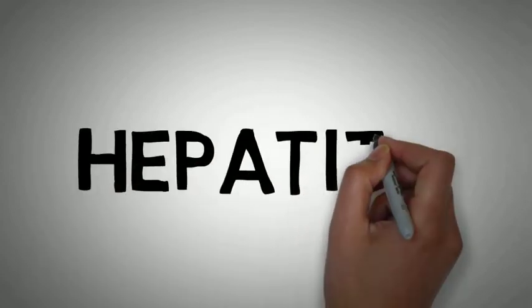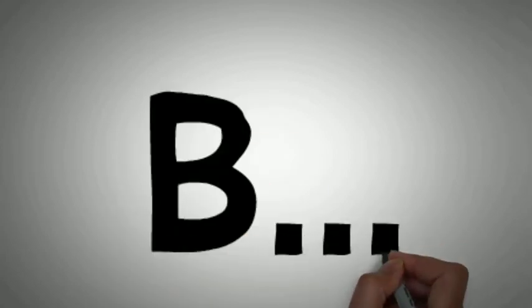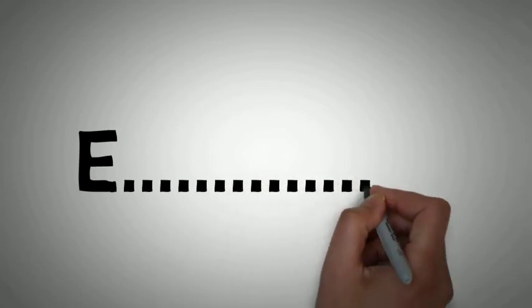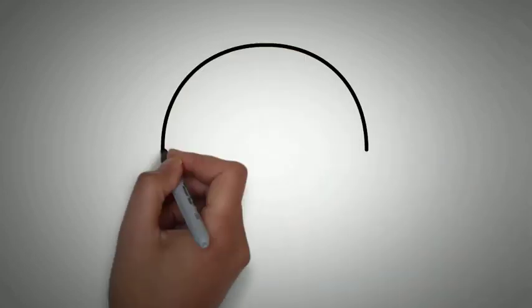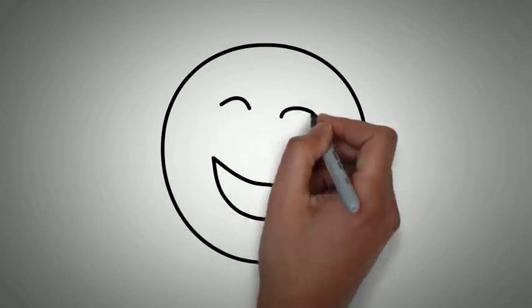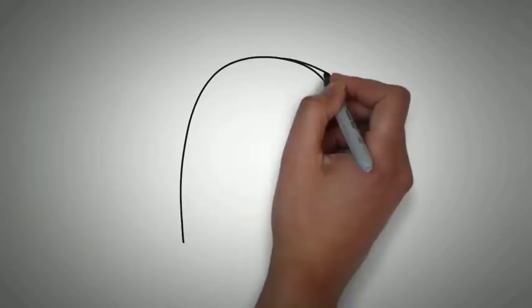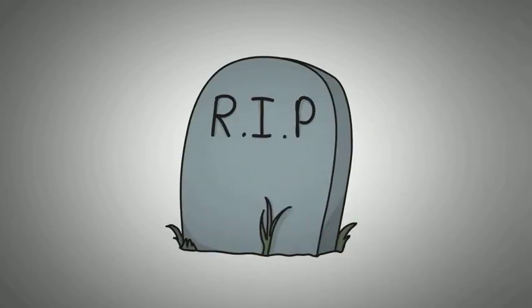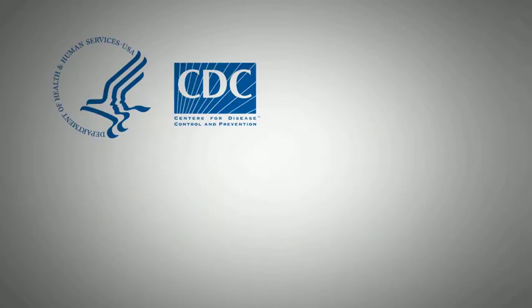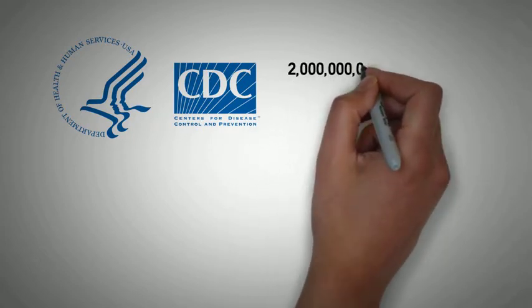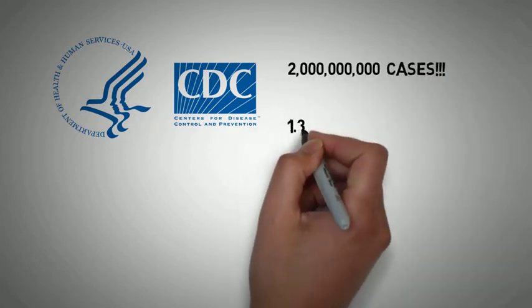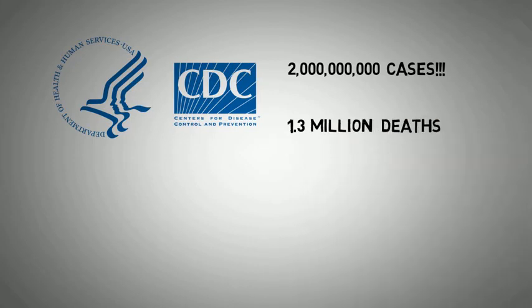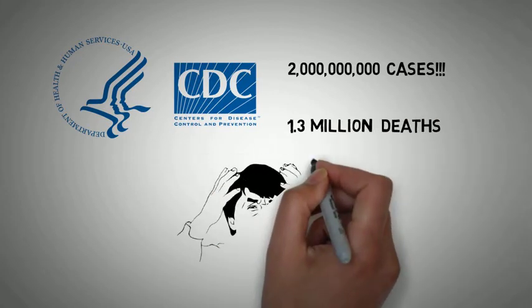So today I'm bringing you the alphabet of hepatitis. After all, there's A, B, C, D, E, well, you get the idea. The key here is that there's quite a few forms of the disease, and while some of them are fairly harmless and treatable, others are not, making this disease one of the most common afflictions worldwide, and yet one of the deadliest. Just to give you an idea, in 2015, the CDC reported more than 2 billion cases of hepatitis worldwide, with a staggering 1.3 million deaths.